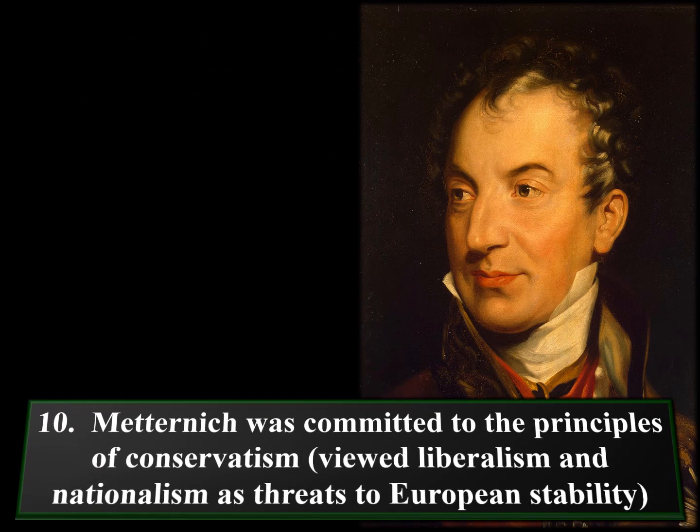Metternich was committed to the principles of classical conservatism. He viewed liberalism and nationalism as threats to European stability. A lot of this had to do with the fact that Austria, as an empire, was a polyglot empire. It was a multi-ethnic, multinational empire. And if nationalism or classical liberalism got a foothold in Austria, it could make the entire Austrian Empire unravel.